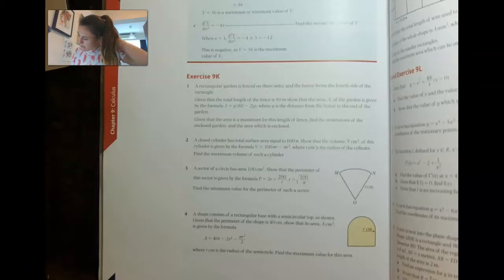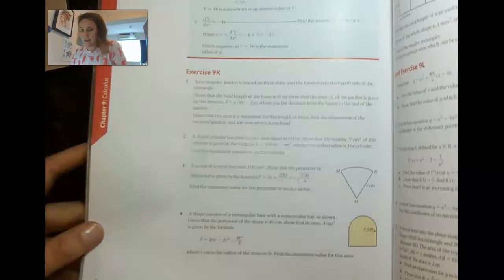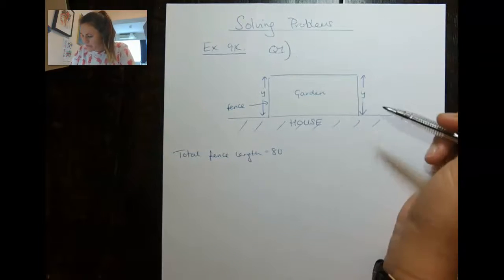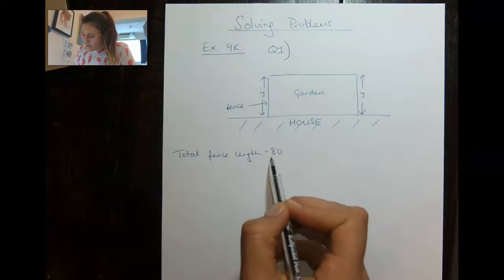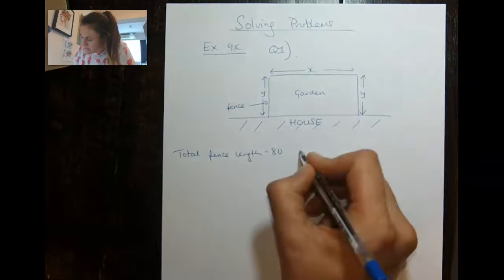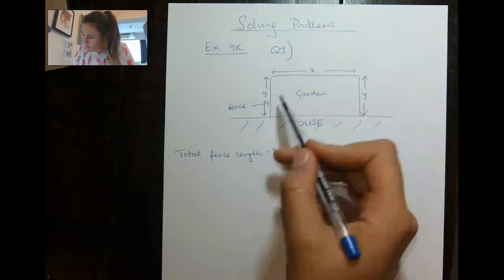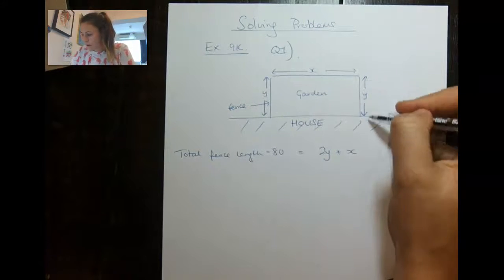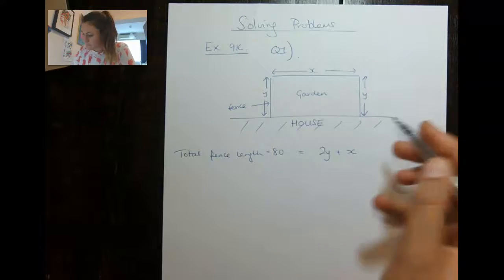And given that the area is a maximum for this length of fence, find the dimensions of the enclosed garden and the area. All right, so just drawing a quick sketch, obviously the best thing to do. So we're told that the total length of the fence is 80, and that total length of the fence we know is 2y + x, because we're told to use y for this distance.